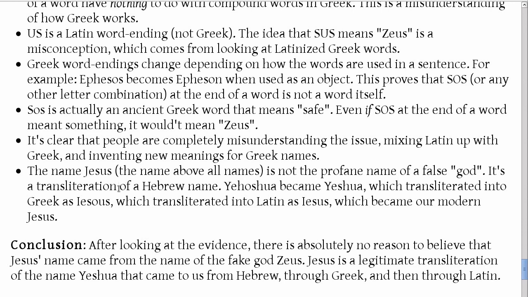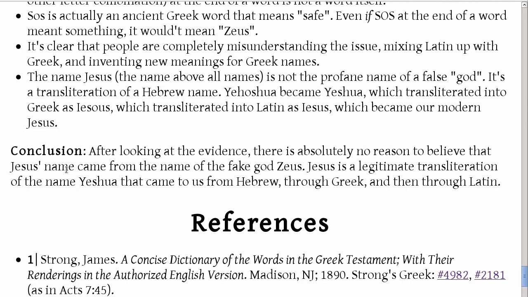It's a transliteration of a Hebrew name. Yehoshua became Yeshua, which transliterated into Greek as Iesous, which transliterated into Latin as Iesus, which became our modern Jesus. Conclusion. After looking at the evidence, there is absolutely no reason to believe that Jesus' name came from the name of the fake god Zeus. Jesus is a legitimate transliteration of the name Yeshua that came to us from Hebrew, through Greek, and then through Latin.